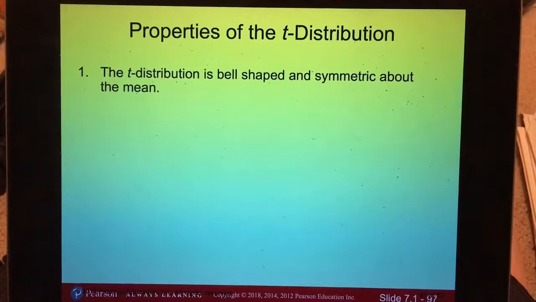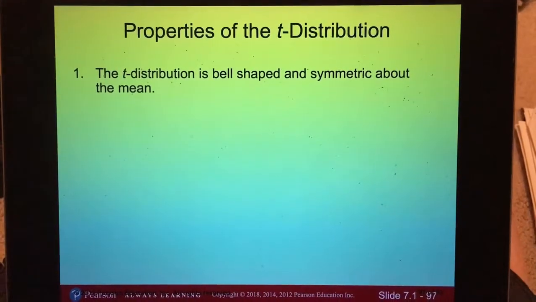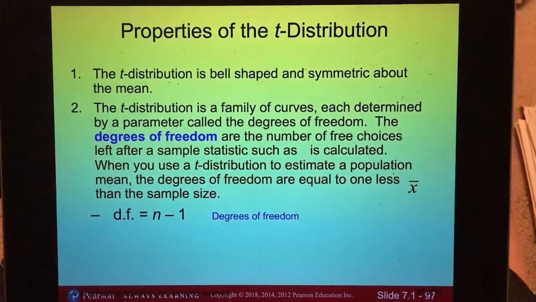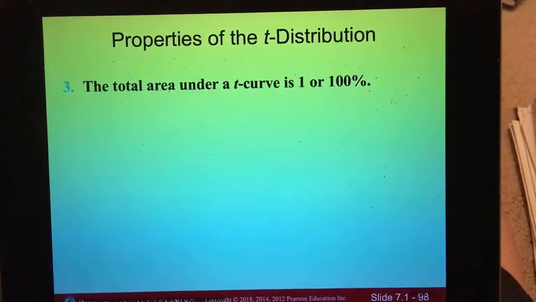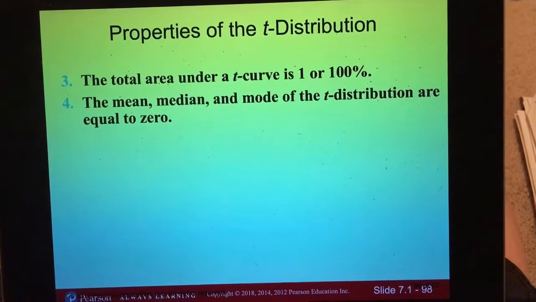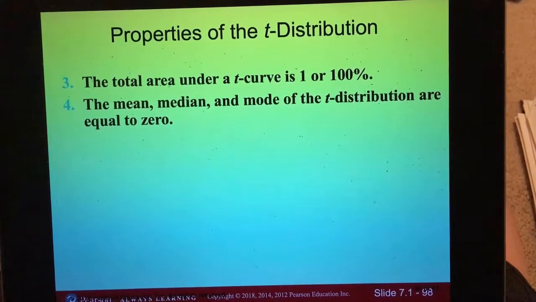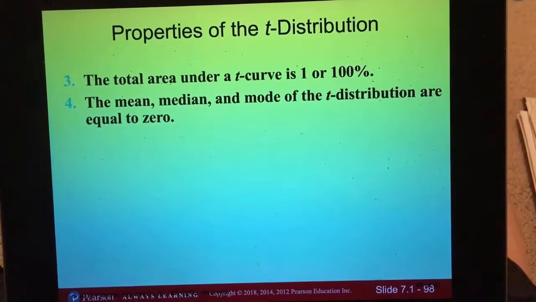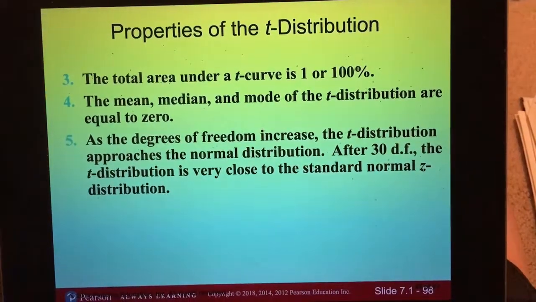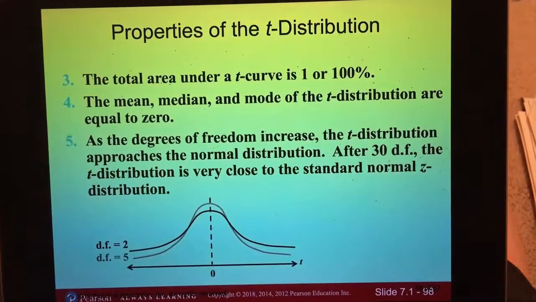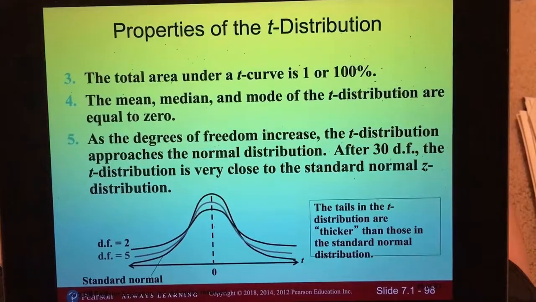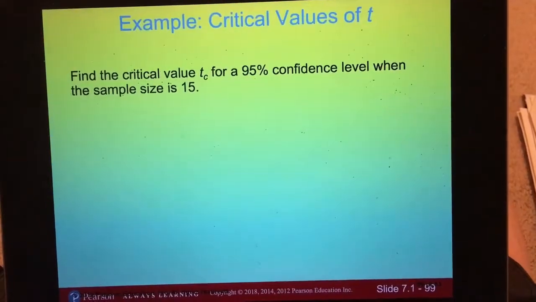Okay, so properties of the t-distribution. The t-distribution is bell-shaped and symmetric about the mean. It has degrees of freedom n minus 1. Total area under the curve is still 1, or 100%. The mean, median, and the mode are equal to 0, just like the standard normal. And then it gets more normal as the sample size gets bigger. They're showing you that it's coming down and looking more normal as your degrees of freedom get bigger.